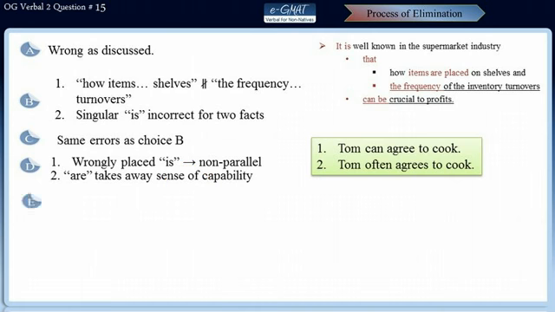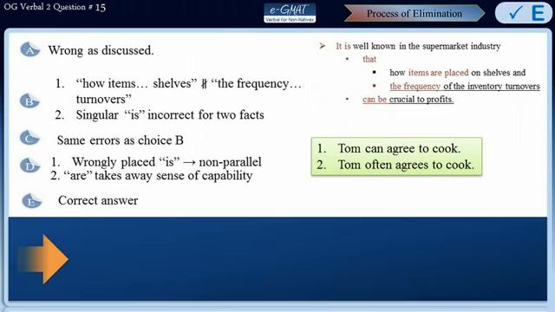Now we are left with only choice E, and it is the correct answer because now the second factor, how frequently the inventory turns over, is a clause which is grammatically parallel with how items are placed on shelves, and the sense of capability has been retained in the sentence by the use of can be. So choice E is the correct answer.